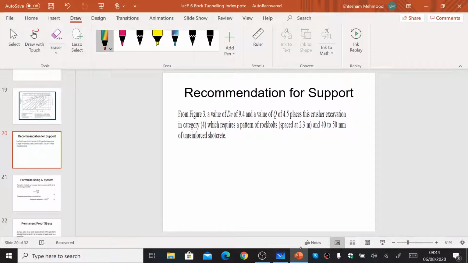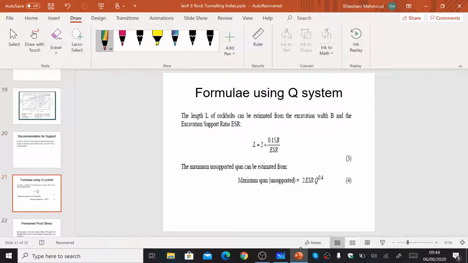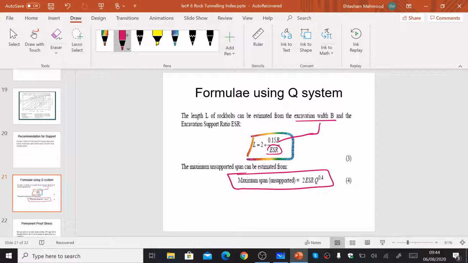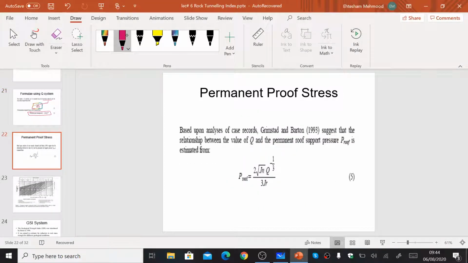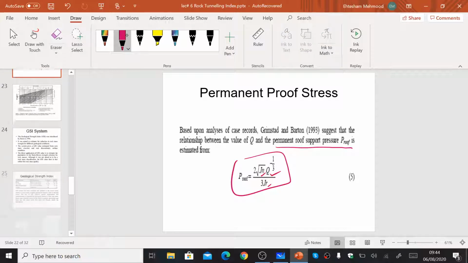So after that there are certain formulas. So to find out the length of the bolt required, you can use this equation, okay, where B is the excavation width and ESR you can obtain from the table, and also maximum span that can go unsupported can be found out from this ESR into Q equation. And also you can find out the permanent roof pressure P roof by putting the value of JN, JR and Q to find out P roof.